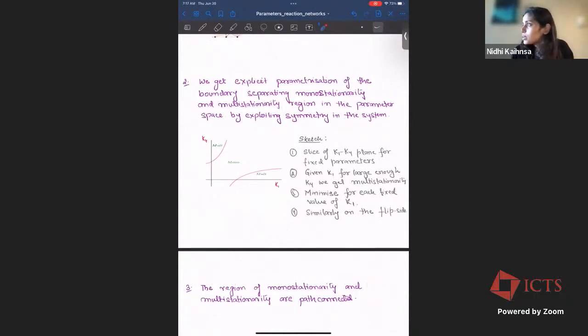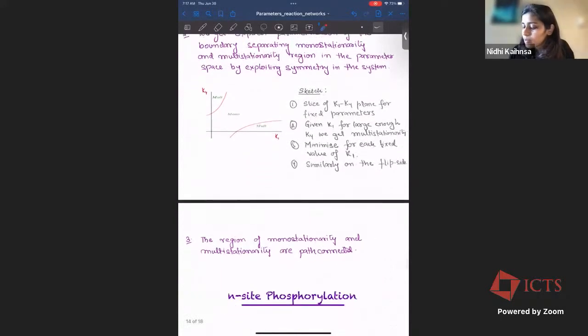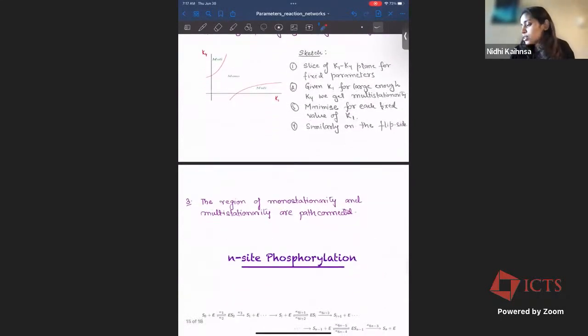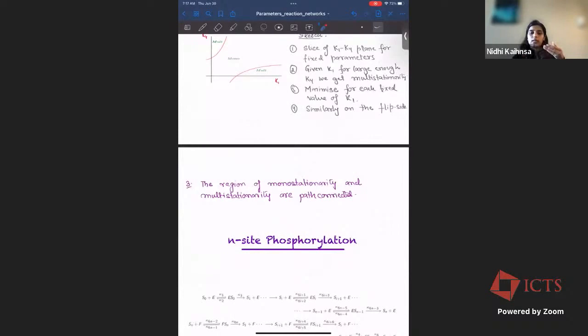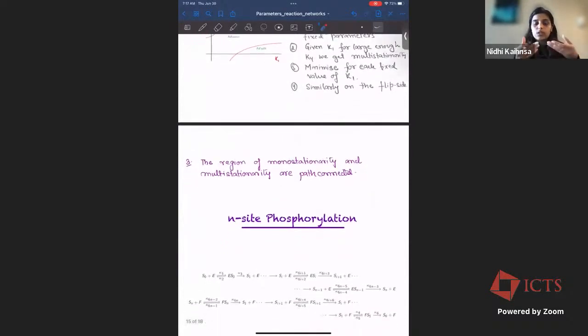I want to say something more on the n-site phosphorylation. So we saw that the network we were working with so far was just a building block where there were just two sites available for phosphorylation, but maybe the protein is long enough and there are multiple sites where some kinase can come and attach phosphate groups.